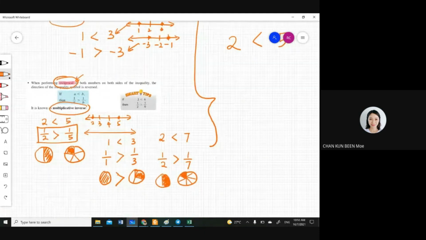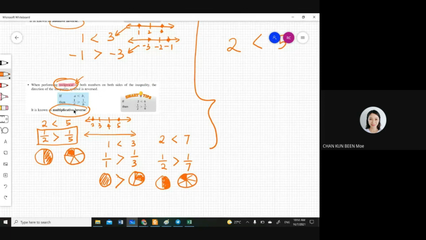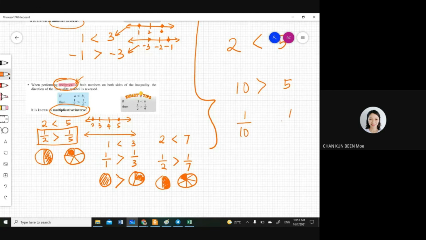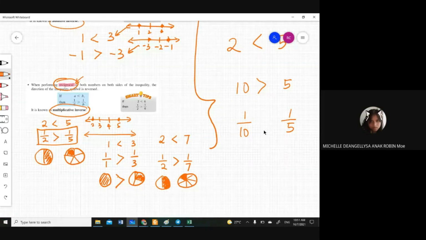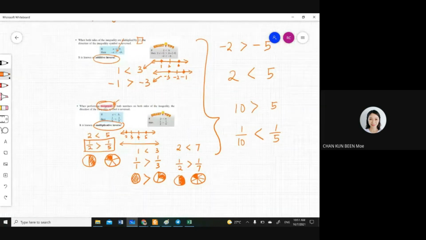Easier to understand. Now, if I have a multiplicative inverse, I give you another example. 10 is greater than 5. So if I change into 1/10 and 1/5, what will be the sign for this one? Greater than? Is it still greater than? When you change to reciprocal, it will be less than. Correct. It's the other way around. Okay, do you have any question? No.